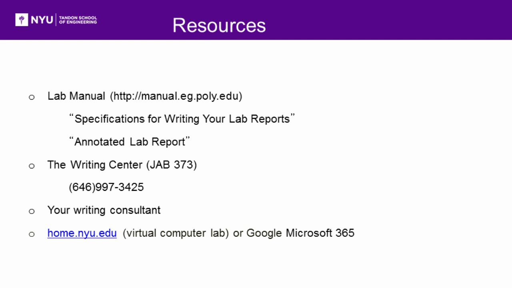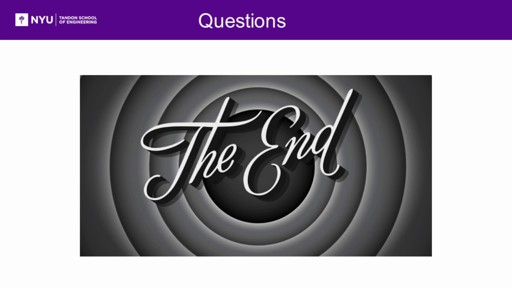And now finally, these are resources that are available to assist you. Your writing consultant can meet with you outside of class. You can go to the Writing Center at JAB 373. Those people are very good. The students who work there have all taken this class before and can certainly assist you in writing this class. And then in the lab manual, you can read specifications for writing your lab reports. And there are also some annotated lab reports there that will be of some assistance to you.